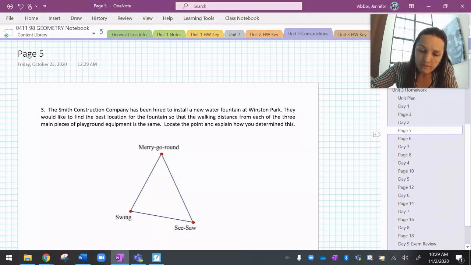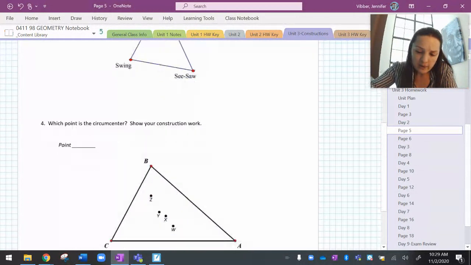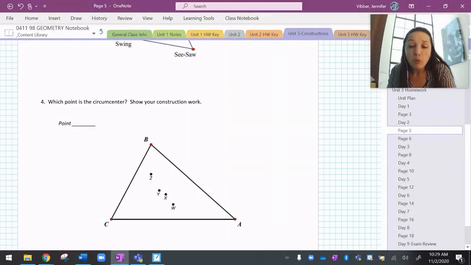All right. Then we have the Smith Construction Company. Same thing, make a circumcenter. This one is asking you which point is the circumcenter. And if you want to know which point is the circumcenter, I would probably make 2 perpendicular bisectors and see where they cross.